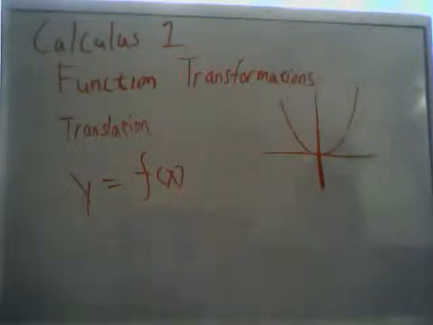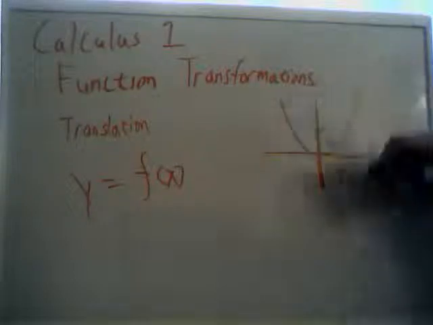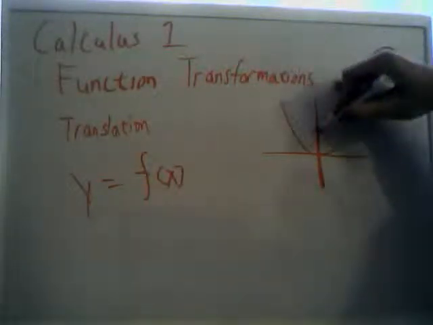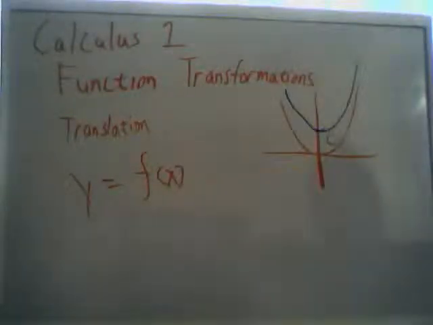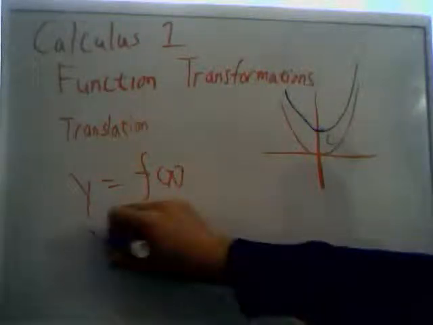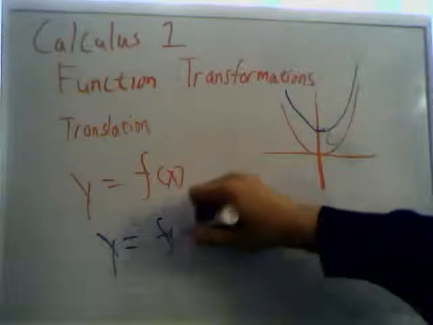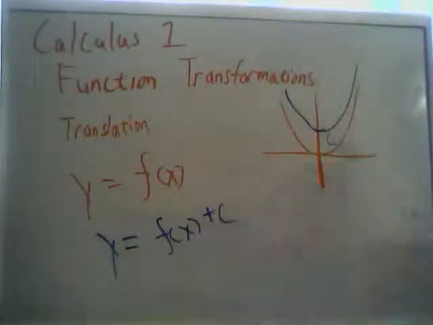Okay, so here's your original equation. And say you wanted to translate it c units upwards. You wanted to make it go upwards, c units. So your new graph would just be this. Alright, so how would you write that down in an equation? Well, here's your new equation for this graph. y is equal to f of x, and since it's an upward translation, plus c.